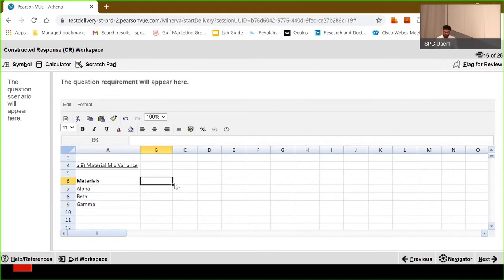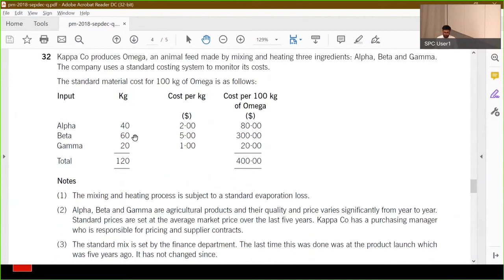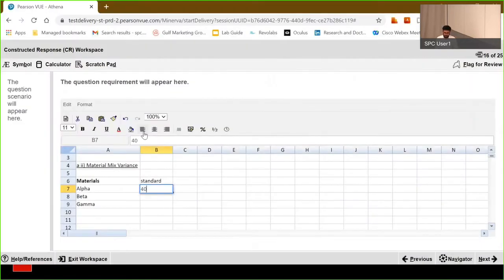The second column will be for the standard. We need the standard quantity for 1 unit or for the given kg, that is 100 kg for this particular question. So standard kgs are required as per the cost card. For alpha, it is 40 kgs, then 60, and then 20 for gamma. Let's take a total of it.